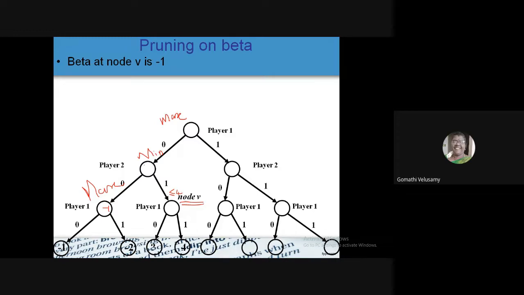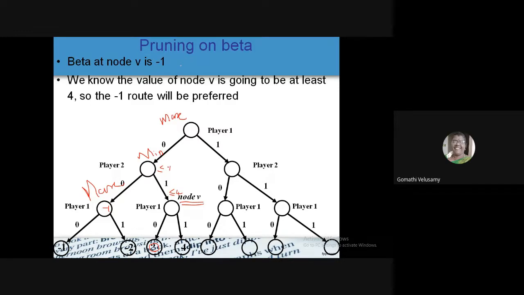But when you are comparing, this min will be choosing one among the minimum only. So obviously, it is decided by the question mark. Whatever the value available here, that will be chosen over here. So it is less than or equal to -1. So that is only it is written here. Beta pruning at node V is going to give you a value which is less than or equal to -1. So yeah, that is the reason.